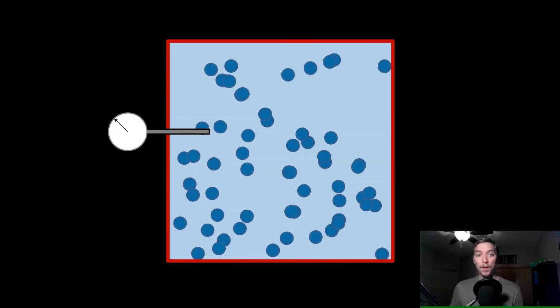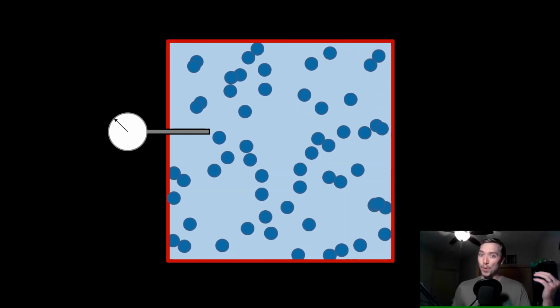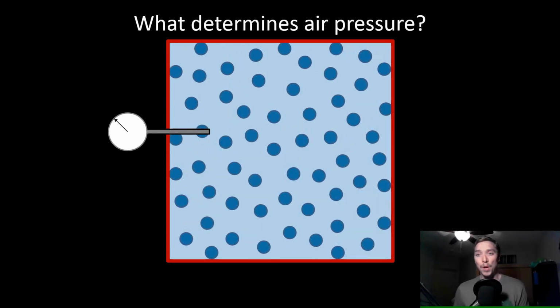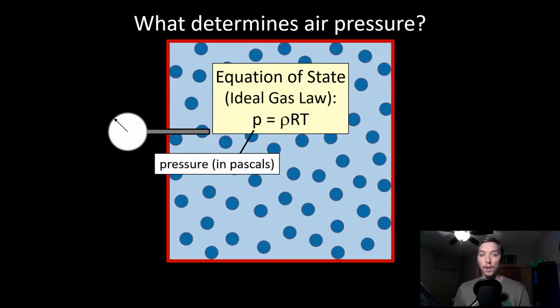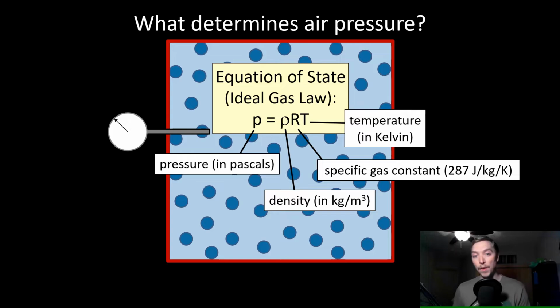That pressure can build up based off of how dense these air parcels are, how much weight is being exerted on the overlying surface. So what determines air pressure? Well, air pressure is calculated through the ideal gas law, which says that pressure is equal to rho R T, where rho is density in kilograms per meter cubed, T is temperature in Kelvin, and R is the specific gas constant, or 287 joules per kilogram per Kelvin. As temperature and density fluctuate, we see changes in the overall pressure. This moves our needle up and down.